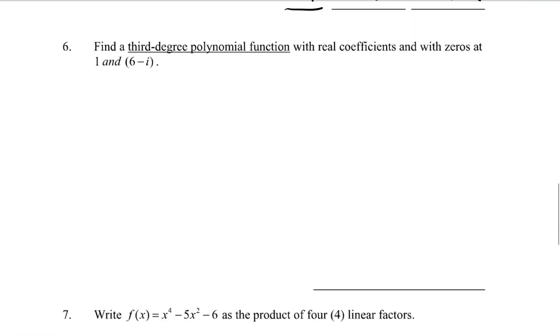Okay. And our next to last one: find a third degree polynomial, so the biggest exponent is a 3, that has real coefficients and zeros at 1 and 6 minus i. So this is kind of a backwards question. Instead of saying here's the polynomial function, find the zeros, we're saying here's the zeros, figure out what the function would be. So if this is a zero, x minus this is a factor.